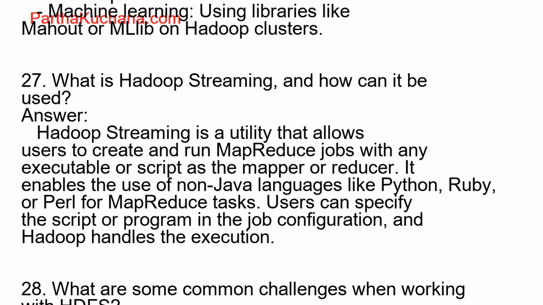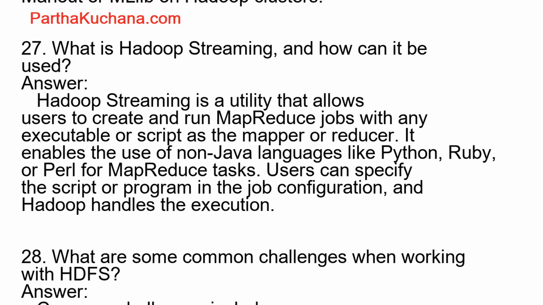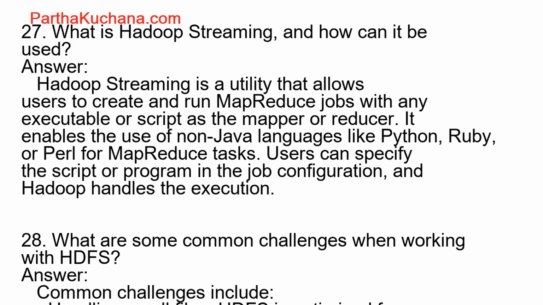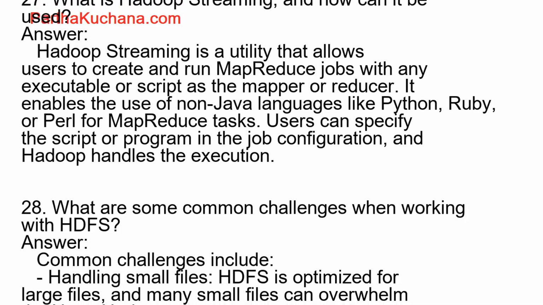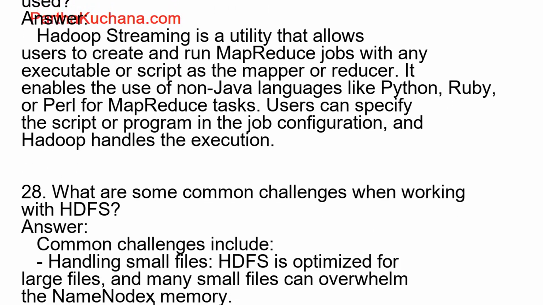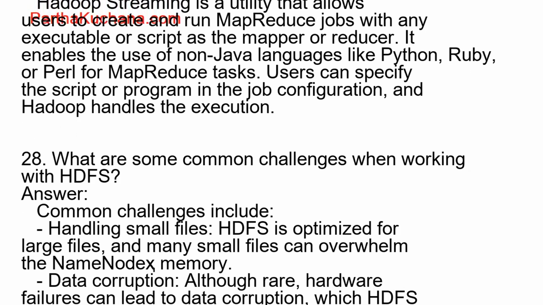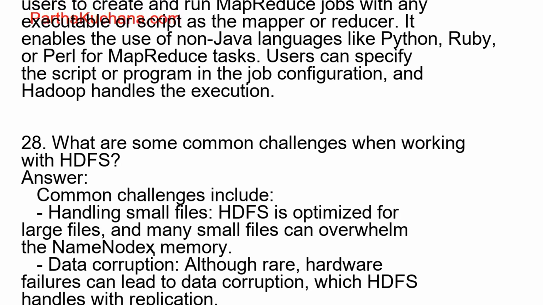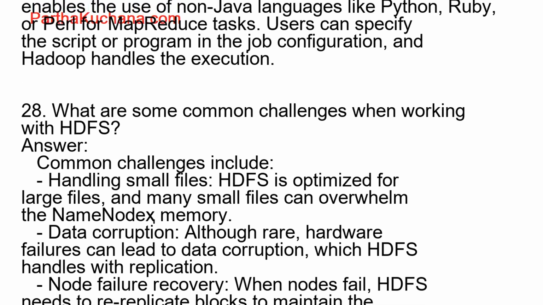29. What is rack awareness in Hadoop, and why is it important? Answer: Rack awareness is a feature in Hadoop that helps the system optimize data placement based on the physical location of nodes, i.e., which rack they belong to in a data center. Hadoop ensures that replicas of data blocks are stored on different racks to improve fault tolerance and minimize data loss if an entire rack fails. It also optimizes network traffic by reading data from nodes on the same rack when possible.